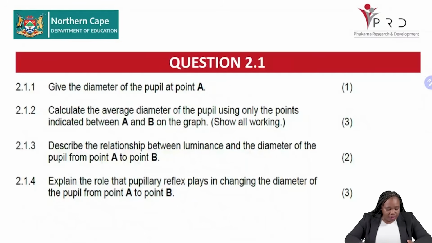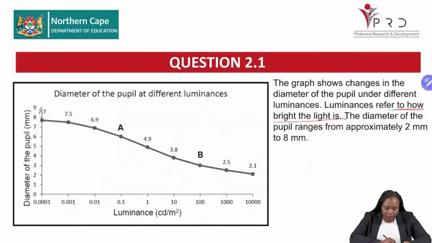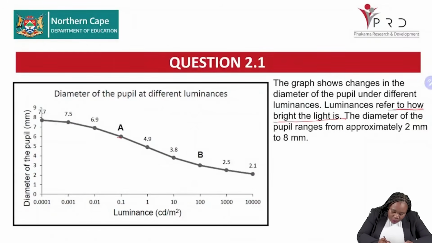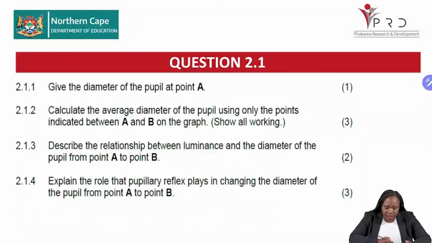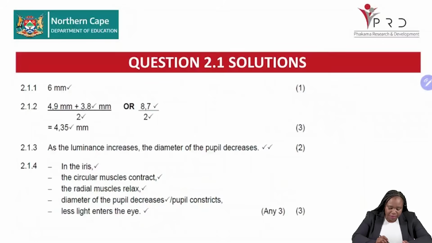So our first question is 2.1.1. Give the diameter of the pupil at point A. So let's go back and look at point A. Point A is what we have here. This simply needs you to have a ruler and check what the diameter of the eye would be at point A. So the luminescence is 0.1 and the diameter is 6 millimeters. The question is asking for the diameter, so our answer here would then be 6 millimeters.